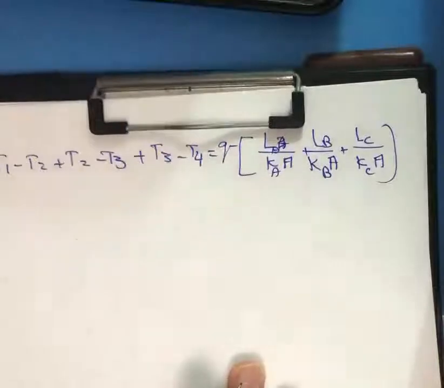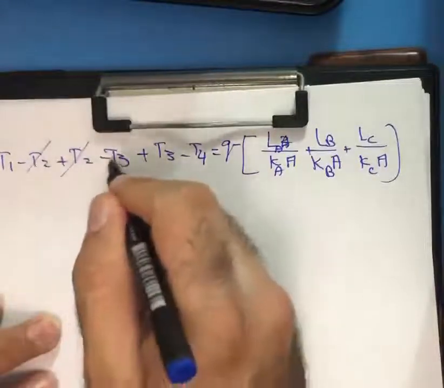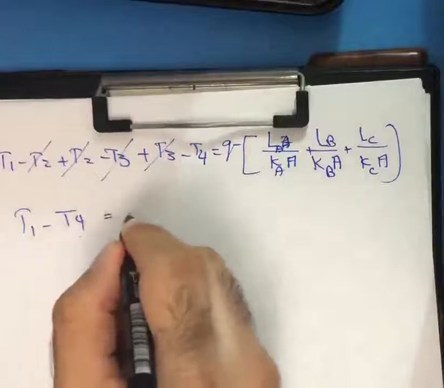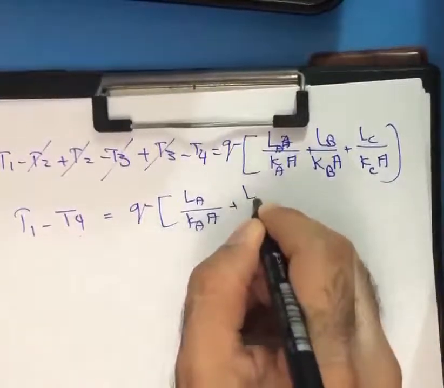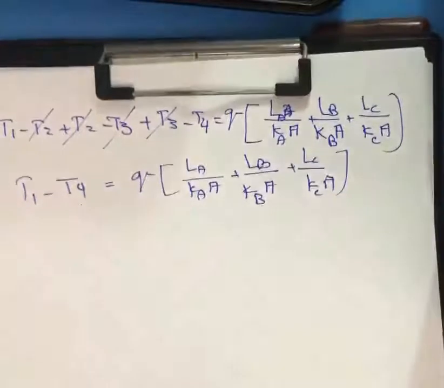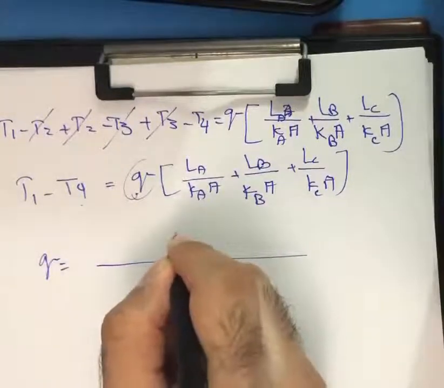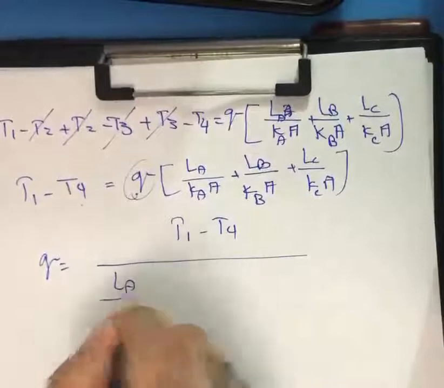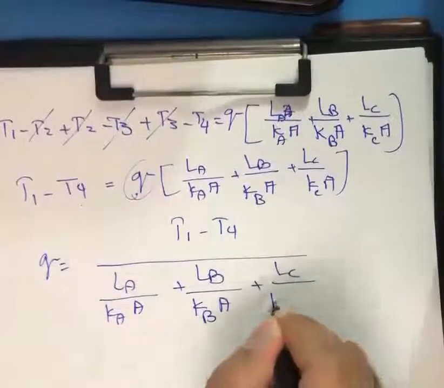You can see that we can cancel some terms. This is minus T2 plus T2, so that can be cancelled. T3 minus and plus, so that can be cancelled. This way, we get T1 minus T4 equal to Q multiplied by L of A divided by K of A times A, plus the length of wall B divided by K of B times A, plus L of C divided by K of C times A. Now I can write in terms of Q, so that Q will be T1 minus T4 divided by L of A divided by K of A times A, plus L of B divided by K of B times A, plus L of C divided by K of C times A.